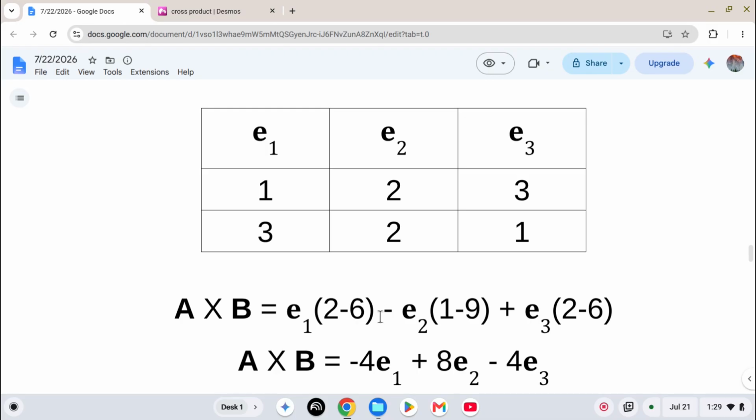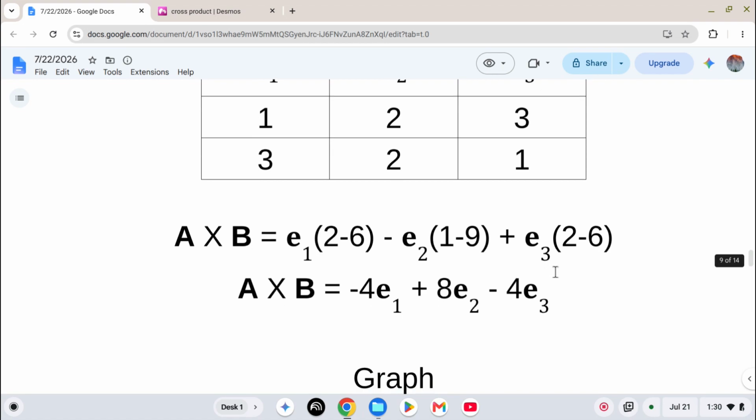The second one, you have to put a negative here. This is very important. Remember, it goes positive, negative, positive. Block out this column, block out this row. We go 1 times 1 minus 3 times 3 will give us a negative 8, but a negative 8 times a negative is a positive 8. Block out this column and this row. 2 times 1 is 2, minus 2 times 3 is 6. We get a negative 4. Okay, so that is the traditional way we were all taught.